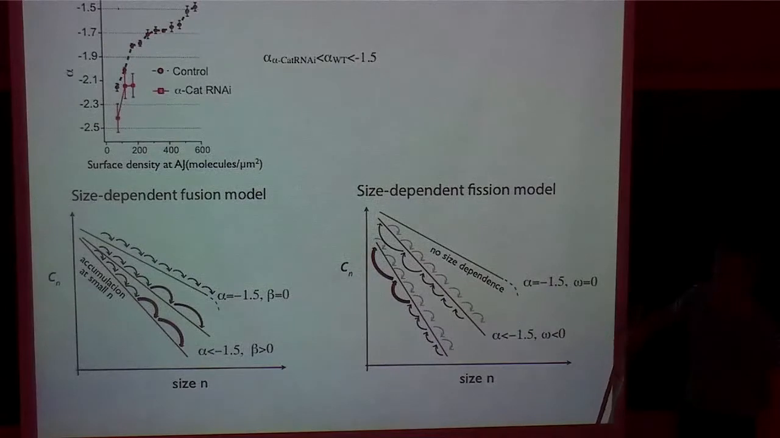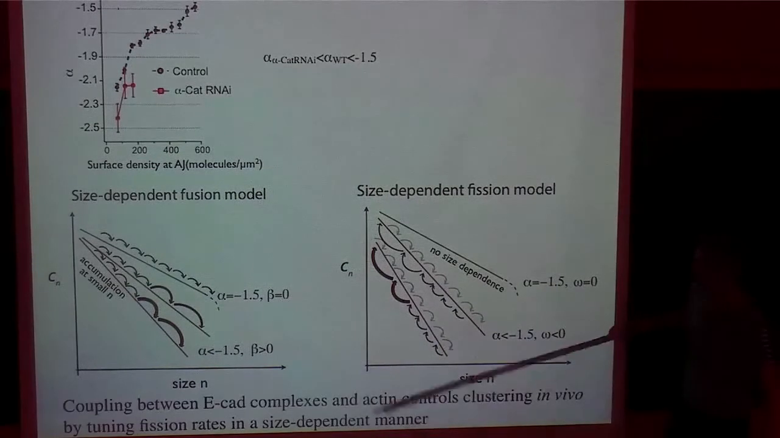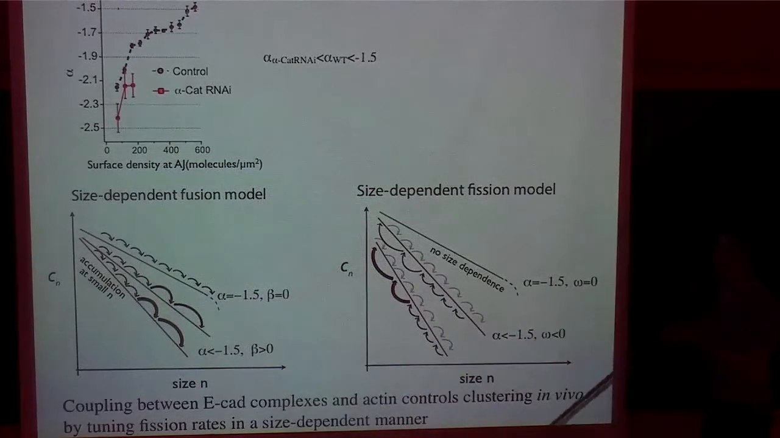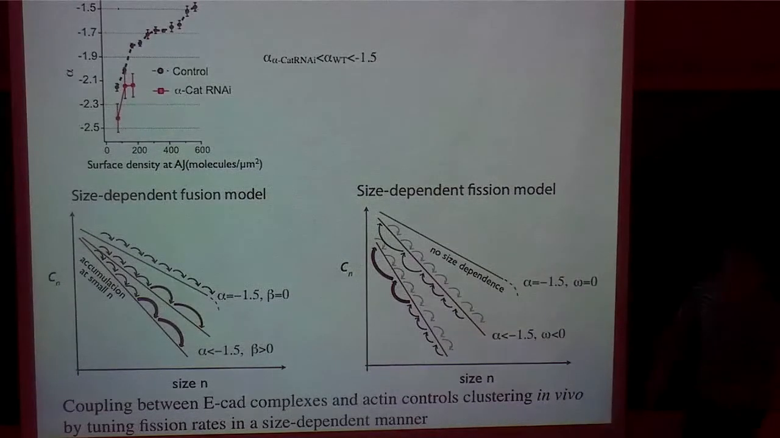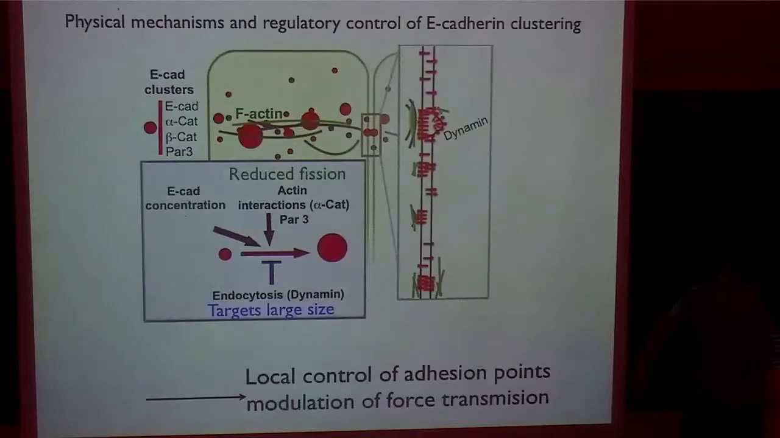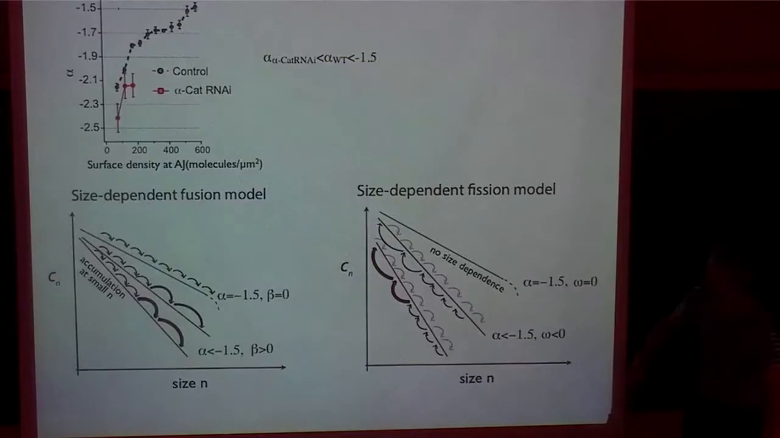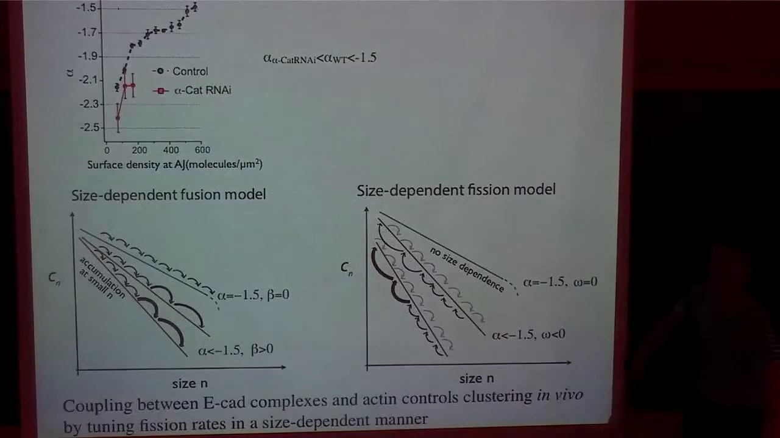So by looking at these different effects, we can show that the coupling between E-cadherin and actin, as revealed by alpha-catenin, shows that the control of E-cadherin is tuned in a size-dependent manner through a fission model. So to conclude, maybe I went a bit fast on this part, and we can discuss this in the afternoon.